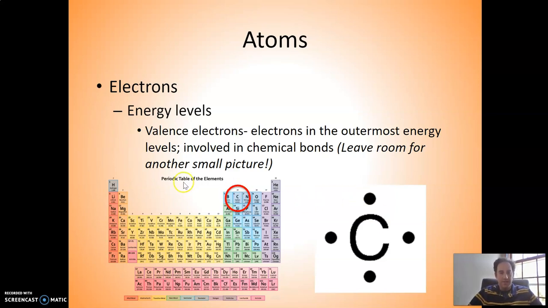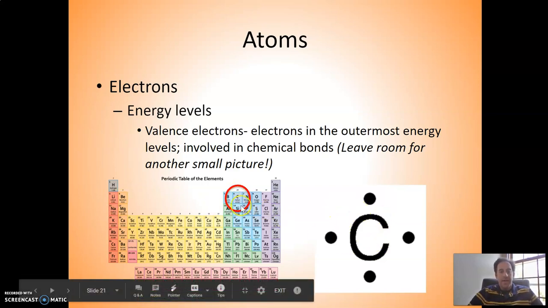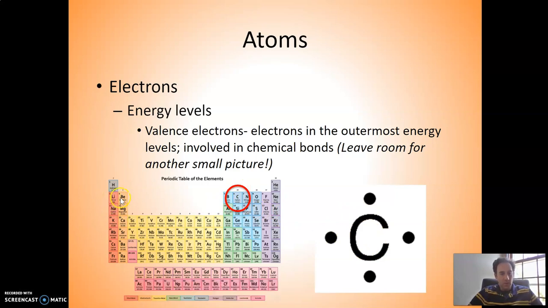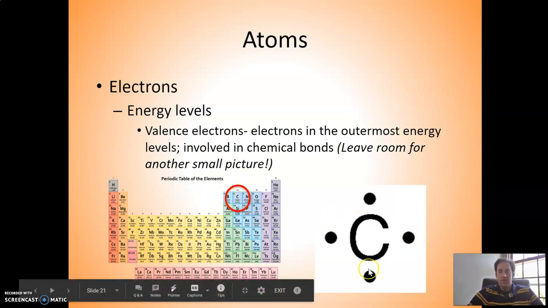So valence electrons are the electrons in the outermost energy level, and these are the ones involved in chemical bonds. So if carbon is right here, it's in the second horizontal row of the periodic table, that means the second row is our outermost energy level. So to represent this in a simpler way, it's called a Lewis dot structure. We would simply write the name of our atom, carbon, whoosh, there it is. And then in the second row, starting there, 1, 2, 3, 4, we draw in 4 dots because there's 4 positions here. So 1, 2, 3, 4.